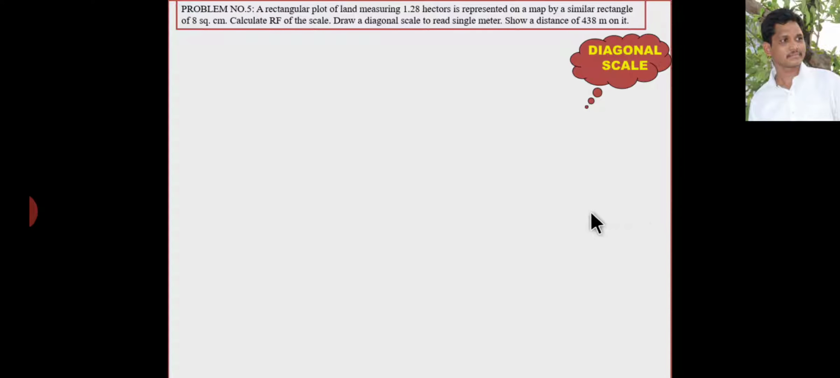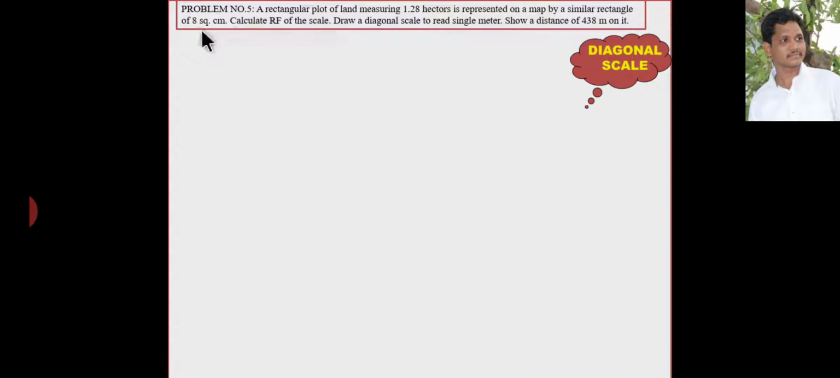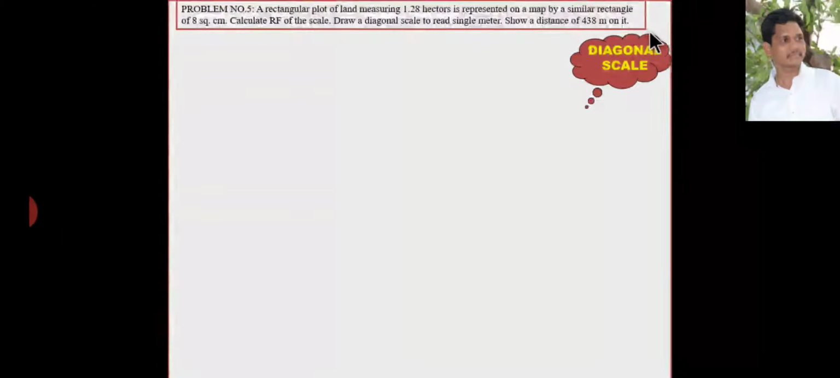Now coming to another problem. A rectangular plot of land measuring 1.28 hectares is represented on a map by a similar rectangle of 8 square centimeters. Calculate the RF of the scale. Draw a diagonal scale to read single meter. Show a distance of 438 meters on it.